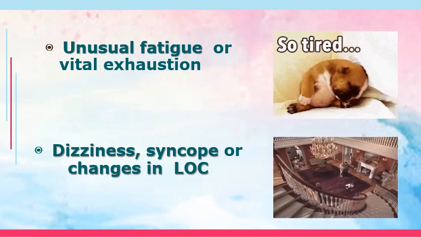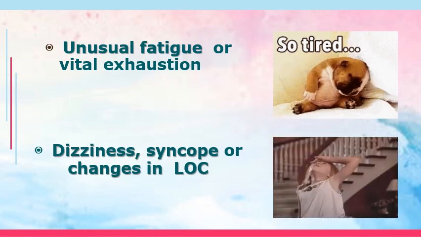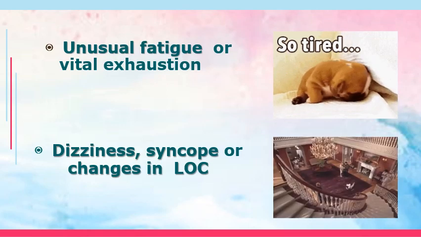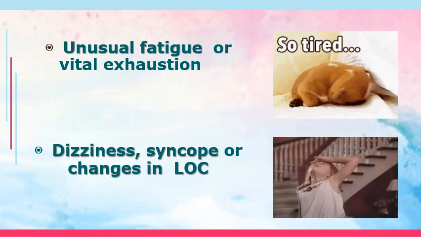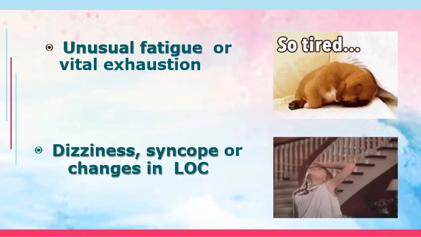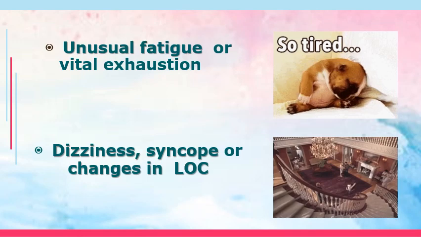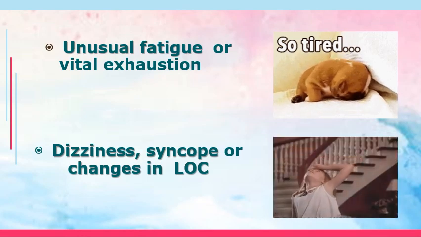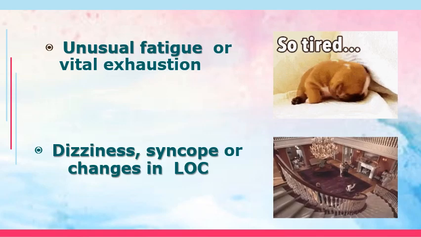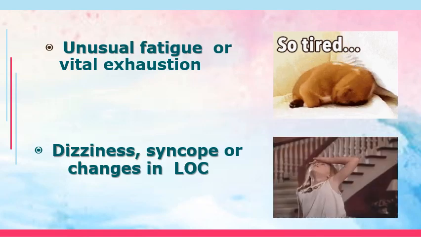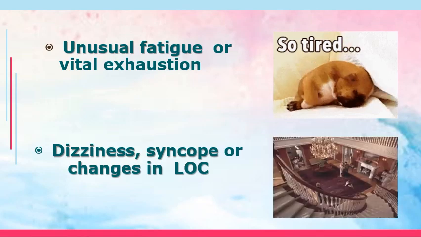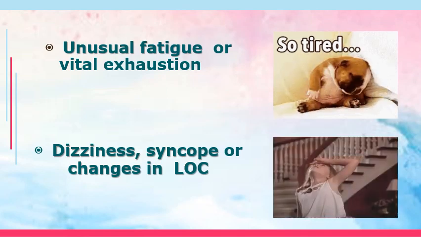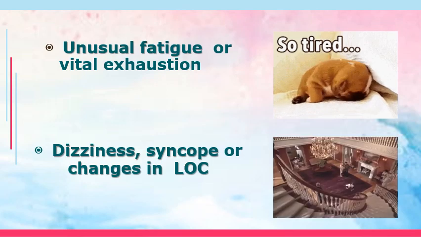Next, we have your dizziness, your syncope, or any change in the level of consciousness. Okay, whenever there is a change in the level of consciousness, or changes in the LOC, you'll be suspecting shock. You'll be suspecting that the patient is under problems such as cerebrovascular disease, dysrhythmia, hypotension, and then vasovagal episode. Remember, when I talk about vasovagal episode, this is your parasympathetic system working.